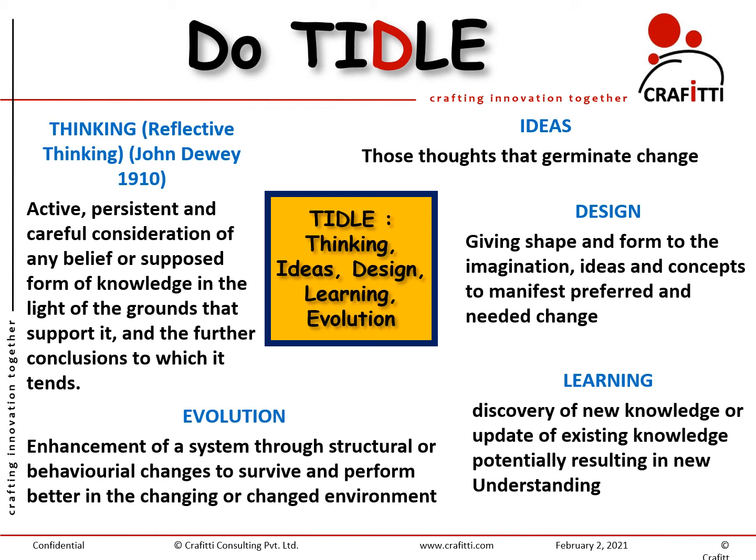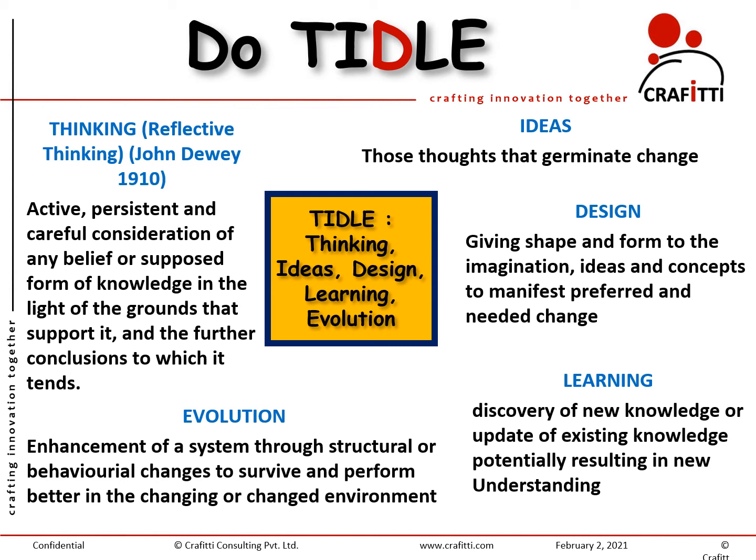So we need to do pin pawn, but we also continuously need to do reflective thinking: active, persistent, and careful consideration of all beliefs and supposed forms of knowledge in the light of the grounds that support them. The grounds are the evidences that we are going to gather. Once we have done this consideration, the further conclusions or inferences to which these ground realities, as well as our belief or supported form of knowledge, jointly point is what we should be concluding, right? So this is what thinking is. In this process of thinking, we will come up with, if this happens like this, why can't we think about this, right?